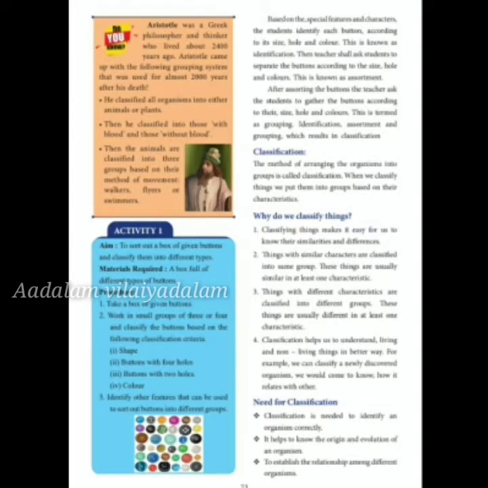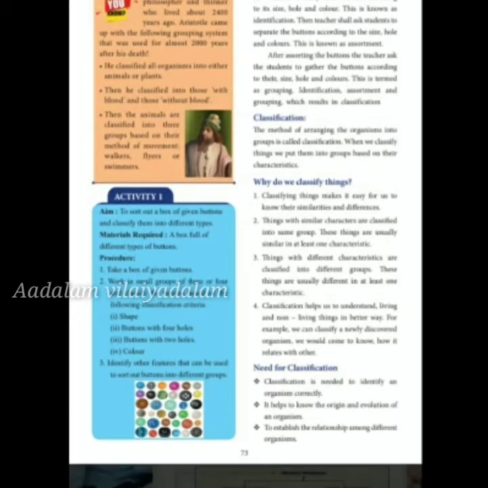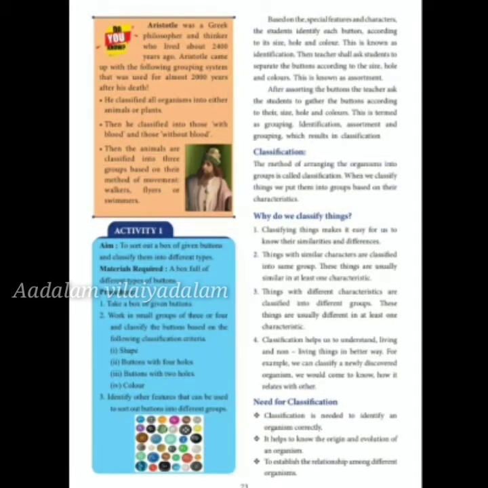Minimum similarity is needed to form a group. It is done till the least similarity is obtained. Things with different characteristics are classified into different groups, usually different in at least one characteristic. Classification helps us to understand living and non-living things in a better way. For example, we can classify a newly discovered organism. We would come to know how it relates to another.